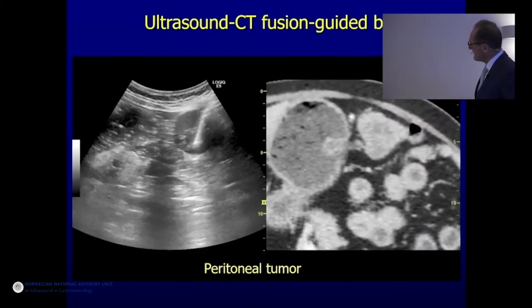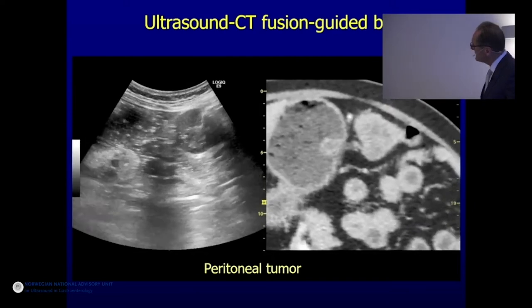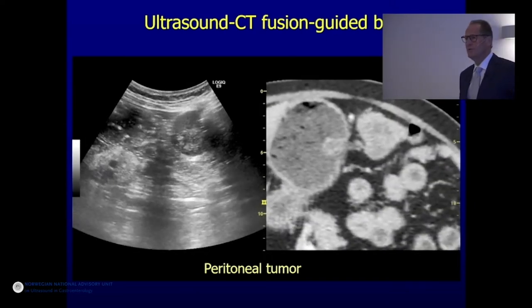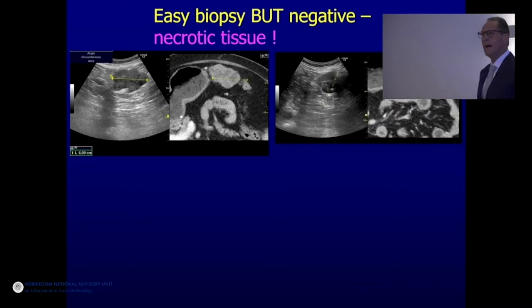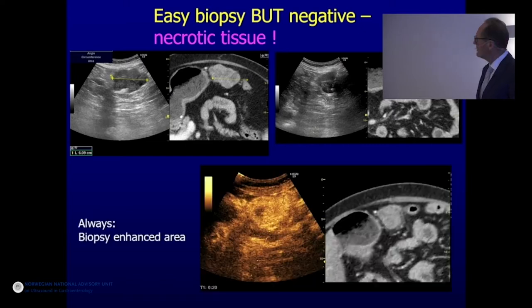We did a guided biopsy, and it was very easy to take the biopsy. You don't need fusion for that. Unfortunately, the biopsy was also negative. Easy biopsy because of necrosis. So what do you do? Well, you look at the CEUS fusion, and you take your biopsy guided by the CEUS.